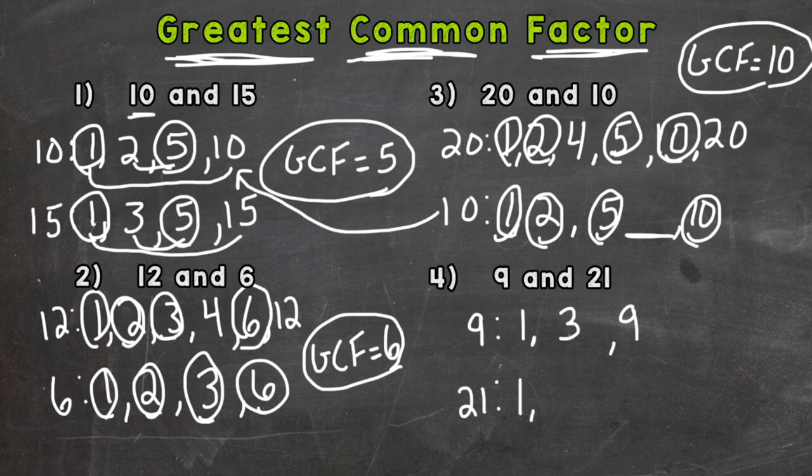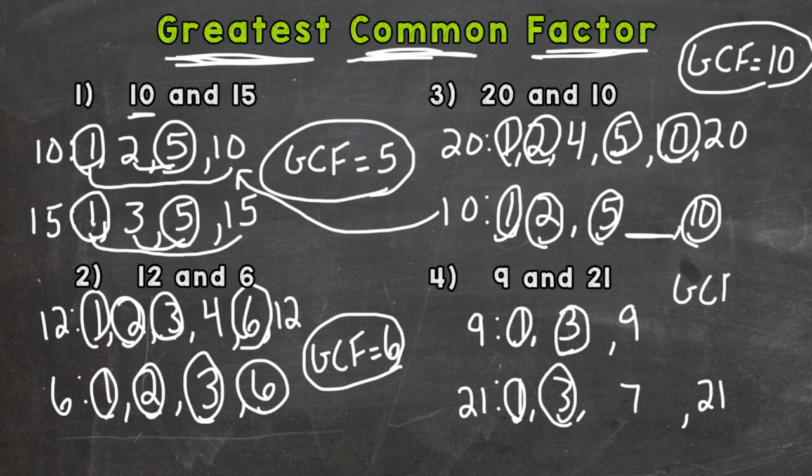21, we'll start with 1 and 21. Now, are there any factors of 21 other than 1 and 21? Yes, 3 times 7. So there are our factors for 9 and 21. They have 1 in common, and they also have 3 in common. So the GCF, or greatest common factor, is going to be 3.